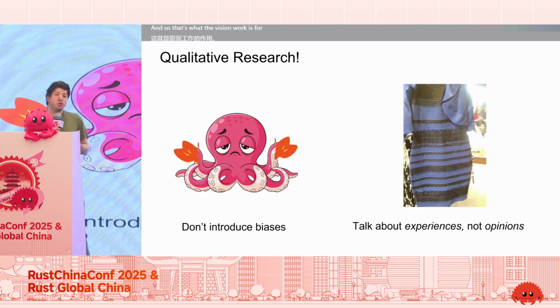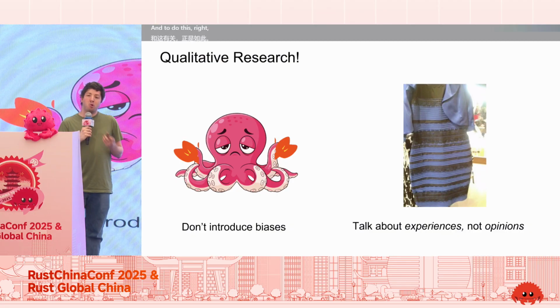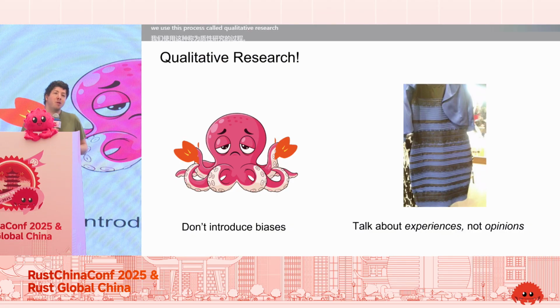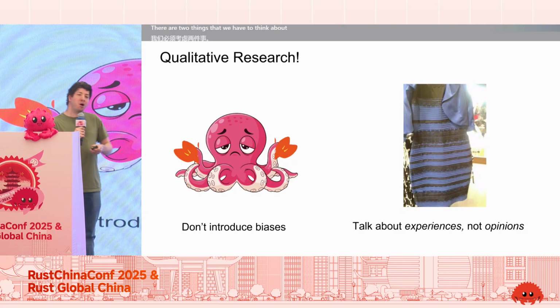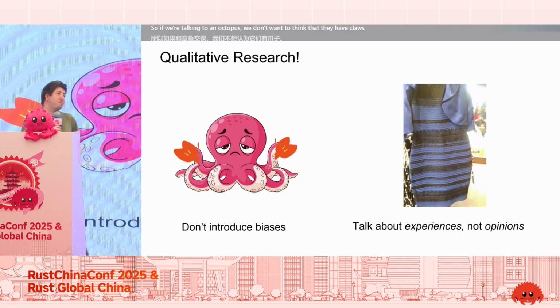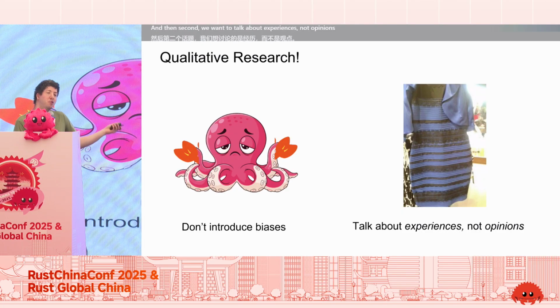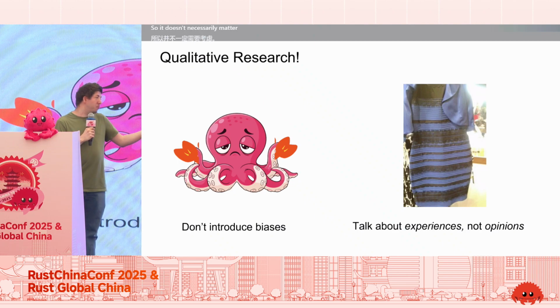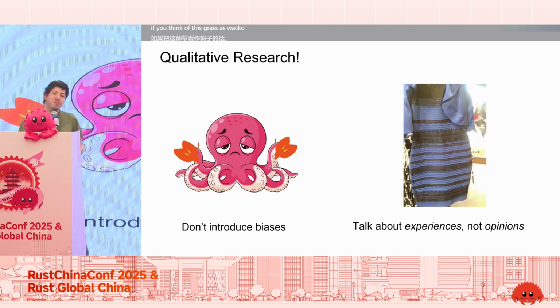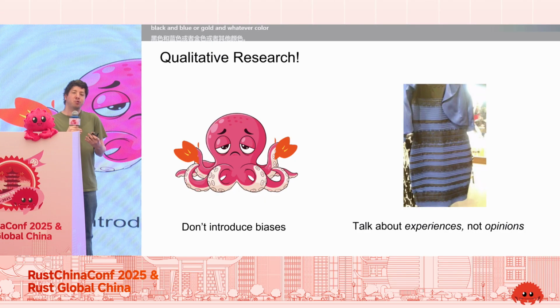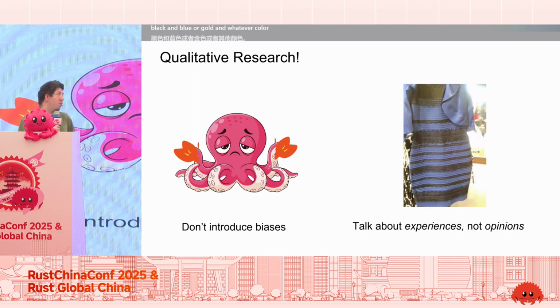And to do this, we use a process called qualitative research. And really, qualitative research is two things that we have to think about. First is we don't want to introduce biases, right? So if we're talking to an octopus, we don't want to think that they have claws, right? We have to meet people where they are. And then second, we want to talk about experiences, not opinions. So it doesn't necessarily matter if you think of this dress as black and blue or gold and whatever color, right? Because really, your experience is your experience, and we need to listen to what you are.